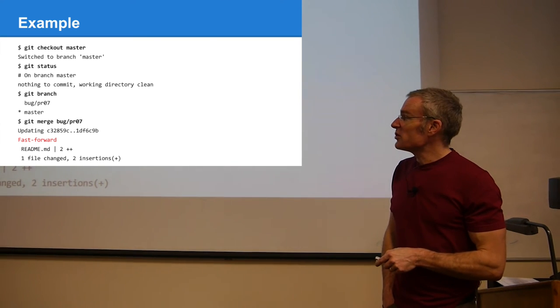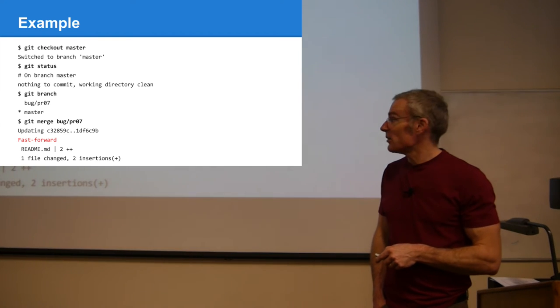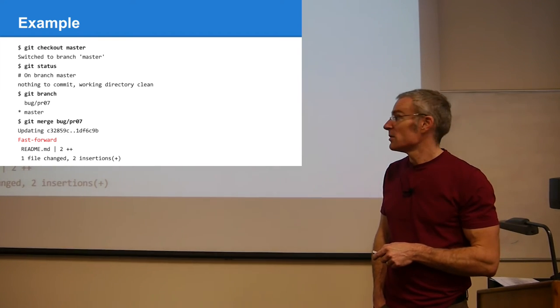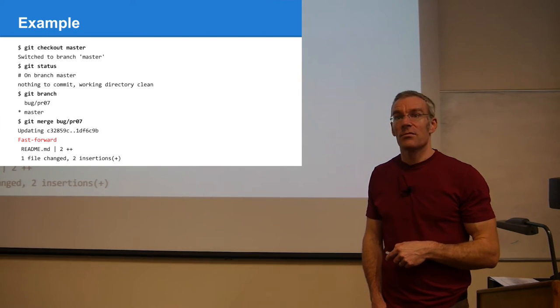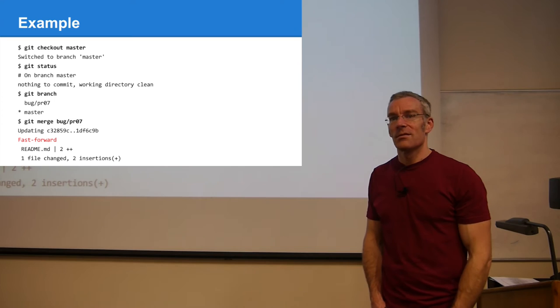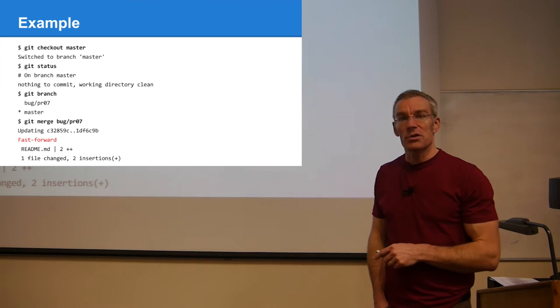I do git branch to make sure I can see all the branches I want to work on, and I can see master and bug PR7. Git merge bug PR7. That's it. It's done. Now, updating and so on. This word here, I put in red, really important.